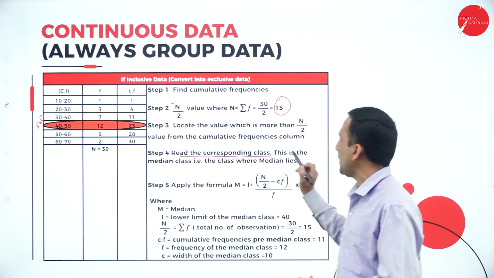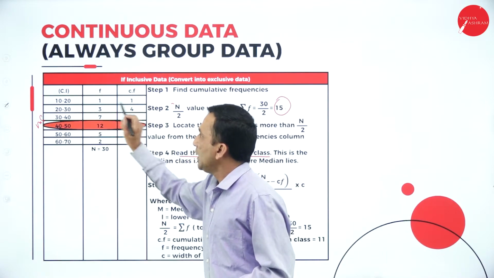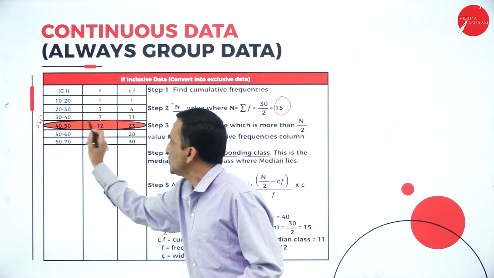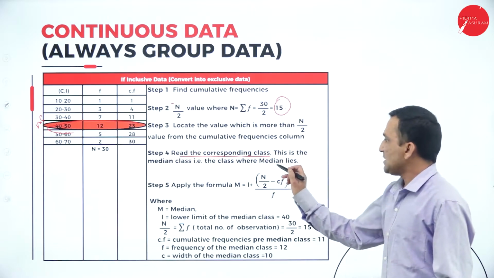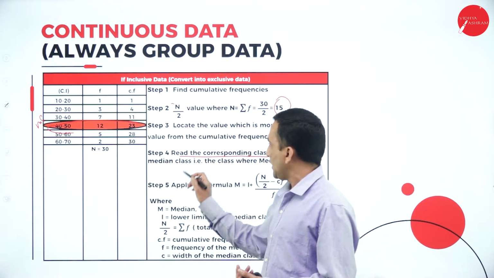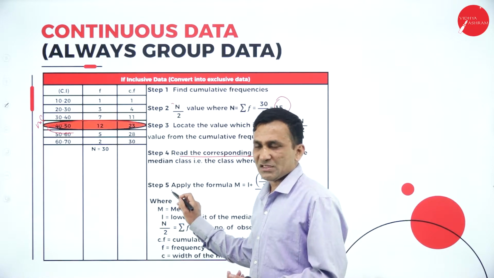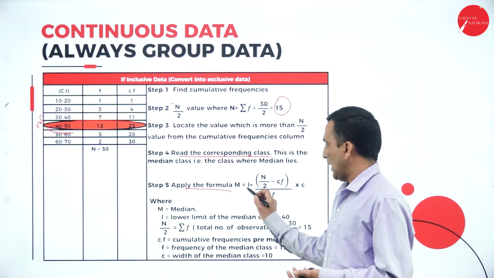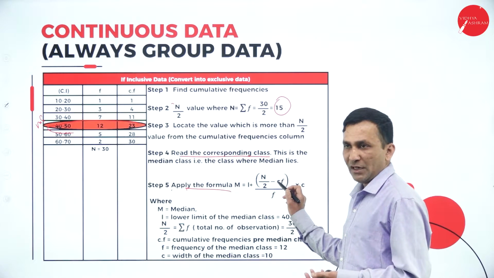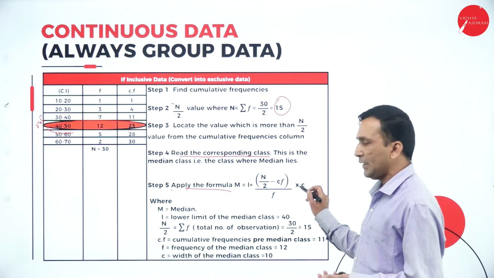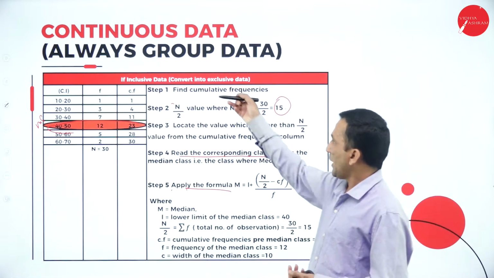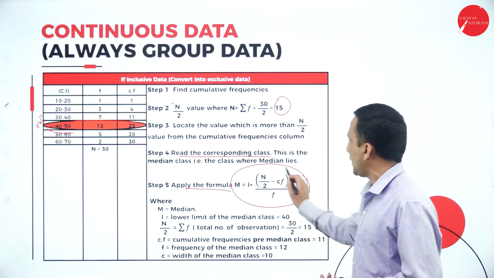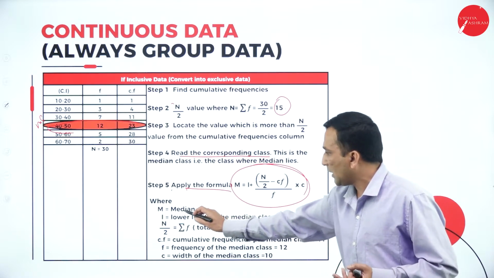Once you have located the median class, I go for the fourth step: read the corresponding class. I consider the complete class interval, frequency and cumulative frequency all together. I have just underlined it. Then the fifth step is applying the formula, which is very simple. Median is equal to L plus n by 2 minus cumulative frequency, divided by frequency, into class width. According to this formula, I have written down all the information required.